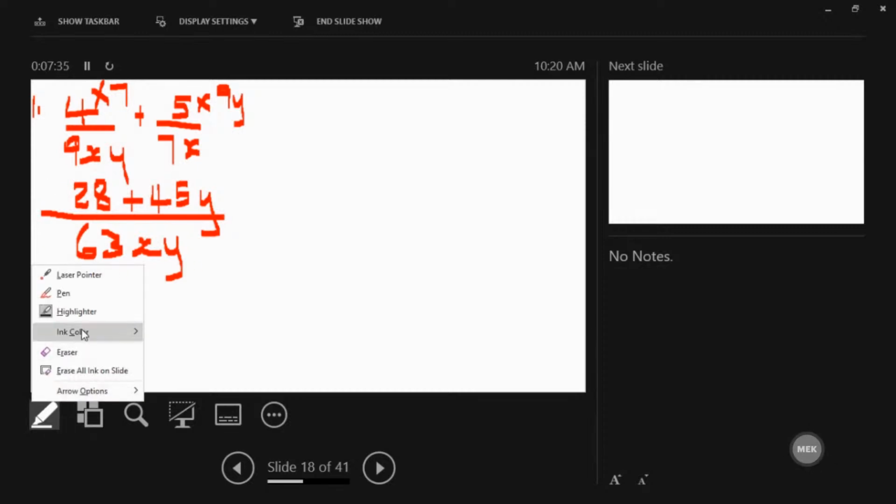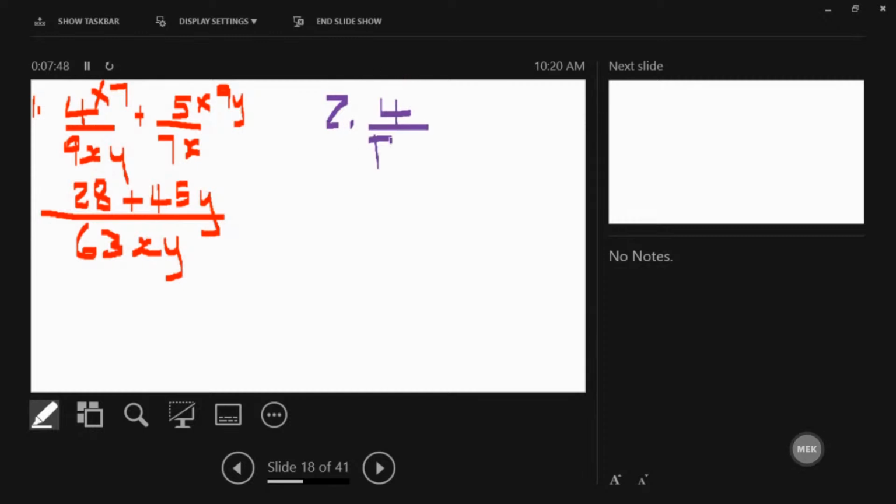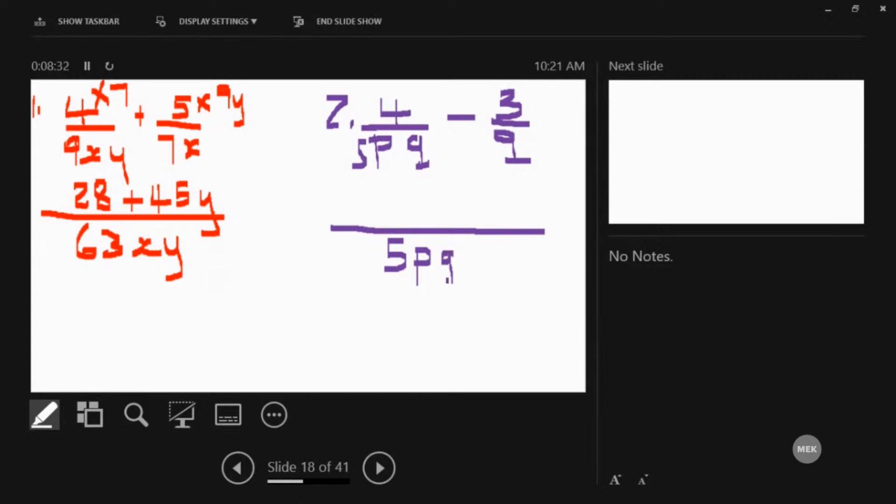All right, so let's do number 2. So again, let's say we have 4 over PQ minus 3 over Q. Or let's put a variable here too. Let's put a coefficient of 5. So we have 5PQ. It's not an S, it's a 5. 5PQ, and there's a Q in the denominator here. So the LCM would be 5PQ. Because we'd have a 5 and a 1, so that's 5. And the PQ, we have to represent both variables. So 5PQ would be the LCM.